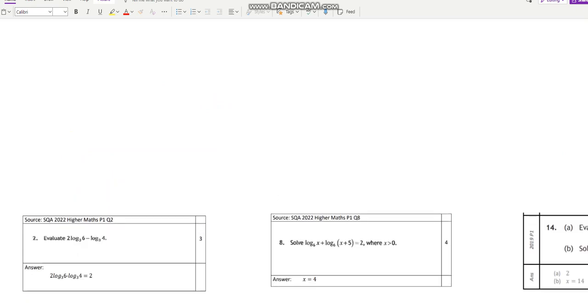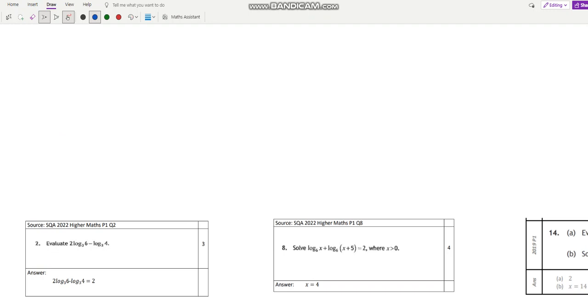Get my pen. Okay, so if I've got log base 3 of 6 and I'm going to take away log base 3 of 2, taking away logs, I can divide the argument. So this will become log base 3 of 6 over 2. If I am adding my logs, I can multiply the argument.